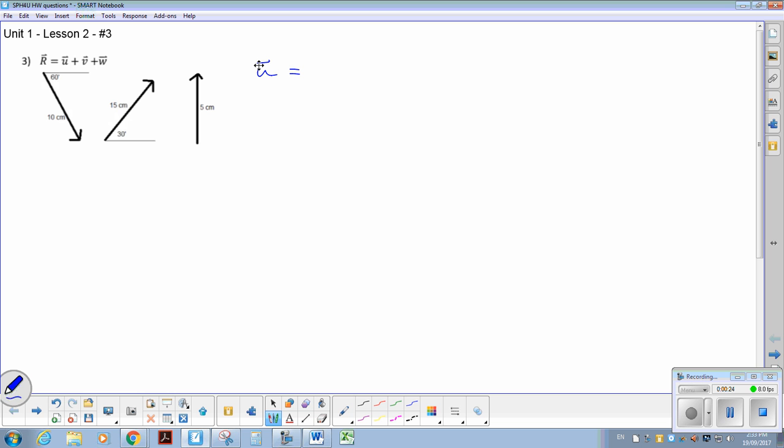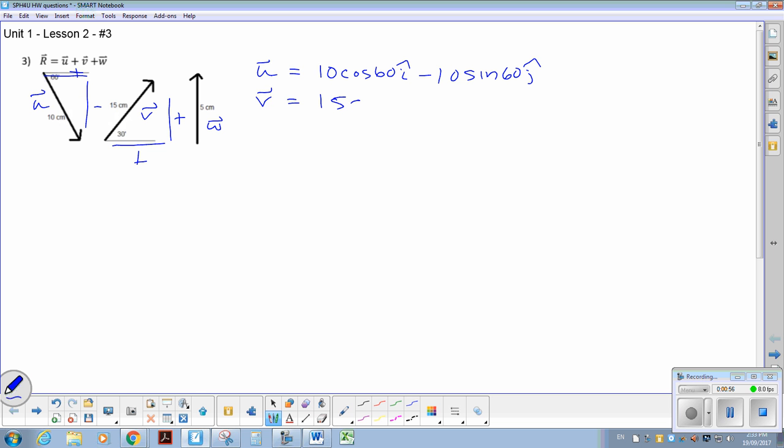So if we go through this step by step, vector u, and I'll label them in order that they appear. Vector u will be, it's the positive x-axis, so it'll be 10 cos 60 i, and because then we go down the negative y-axis, it's a negative value, so negative 10 sine 60 j. Watching your notation, making sure you put your unit vector notation in. Vector v, both components are going to be positive, so we have 15 cos 30 i plus 15 sine 30 j.